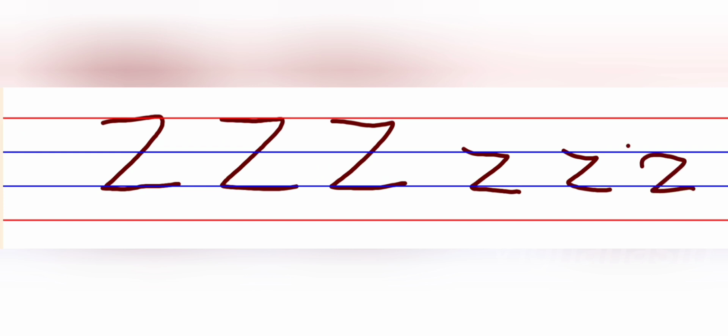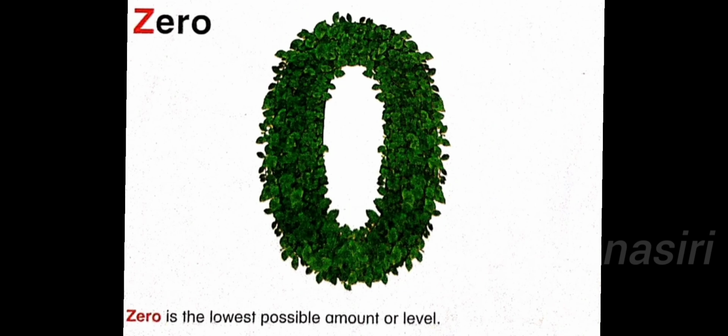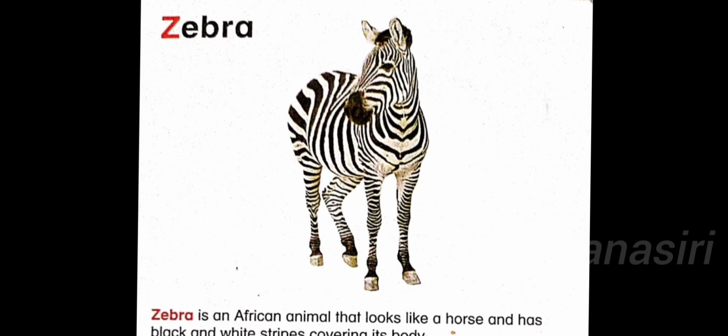Now we will see some words with capital letter Z. It's not like Z, okay? Z for zero. So you know the numbers, right? 1, 2, 3, and 0 is also one of the numbers. So it is the lowest possible amount or level. That is the zero. So in mathematics, in maths, we have seen that small letter like 0.